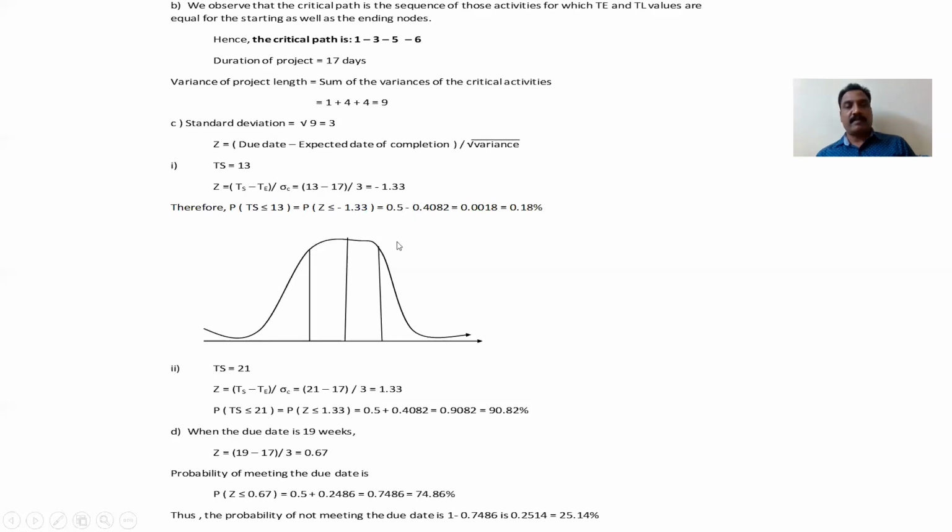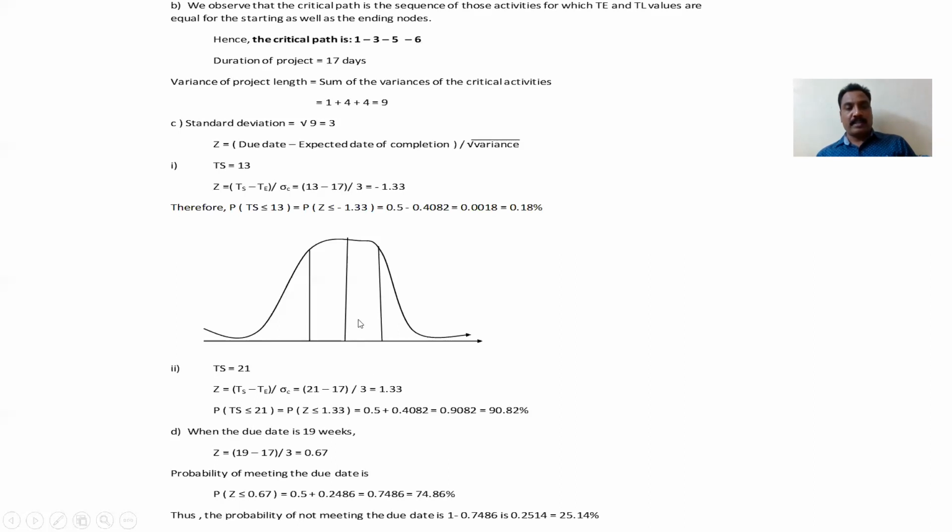So this lies between, so this is less than or equal to, no? Less than means what you have to do, 0.5 minus this value you should take, that will give you 0.18%. Another one, TS is equal to 21. That means TS is 21 minus 17 whole divided by 3. That is 1.33. It is also less than 1.